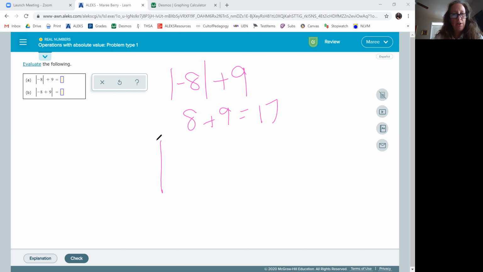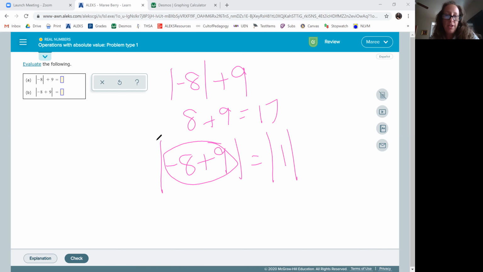For the second part, you have to actually figure out what's between those two lines first. And -8 plus 9 is 1. So first we found 1 for the inside. So the absolute value of 1 is just saying how far away from zero is 1. So that answer would be 1. So we come in here, we type 17.